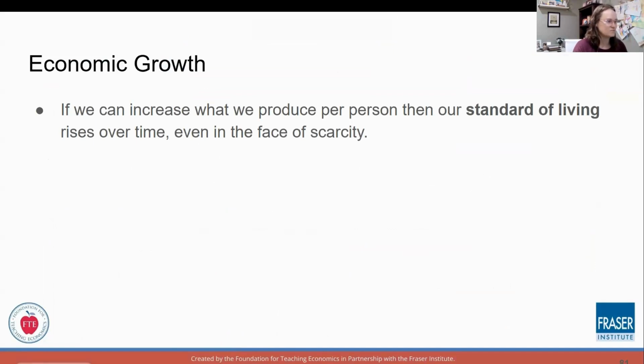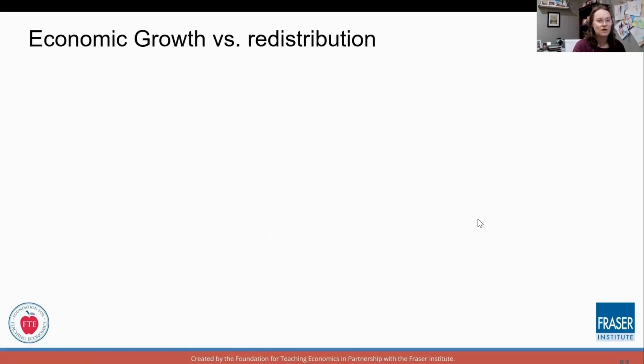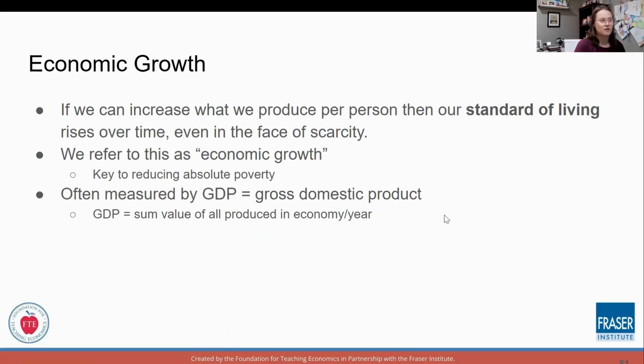Joey says, wow, some of this data is really eye-opening. I agree. And that's the whole point of this, that you can actually see the data. I think your students really will find this interesting, and it'll be very visually stimulating for them. So if we can increase what we can produce per person, then our standard of living rises over time, even in the face of scarcity. Economic growth doesn't eliminate scarcity, but it changes the decisions that you're going to have to make.